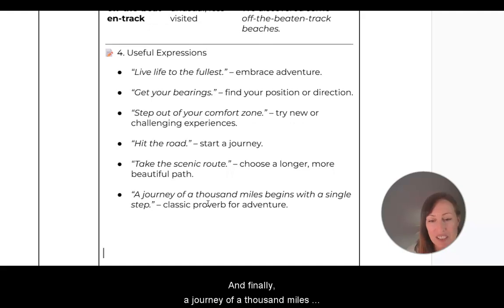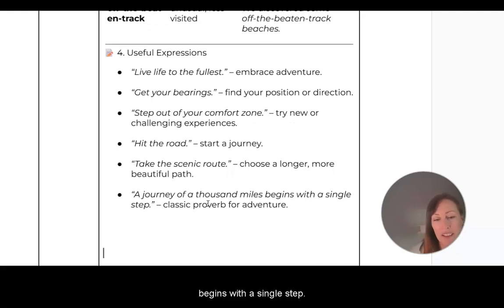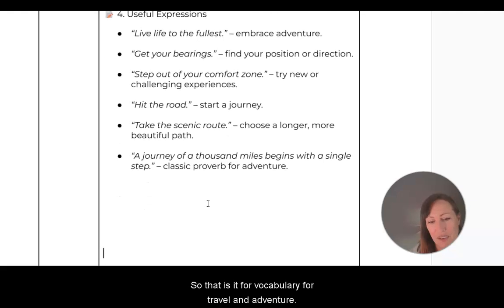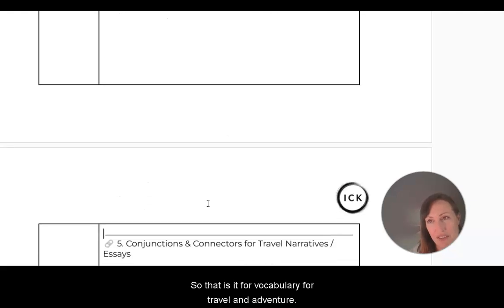And finally, a journey of 1,000 miles begins with a single step. So just start doing it. You could apply it to your English, for example. Start studying today, and if you do it consistently and constantly, you will improve. So that is it for vocabulary for travel and adventure.